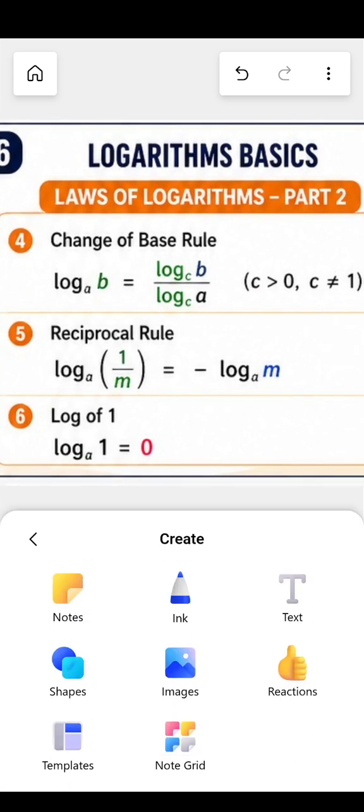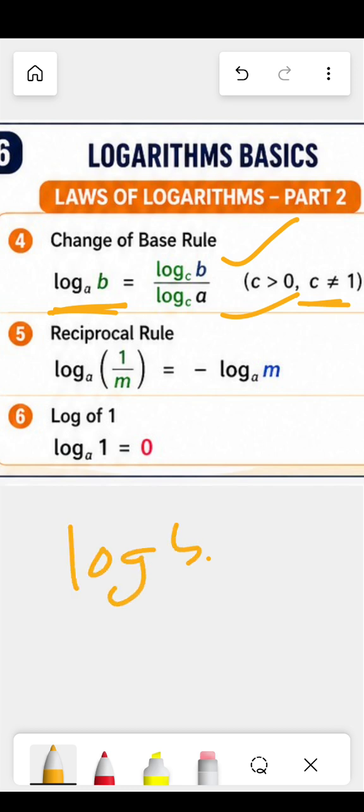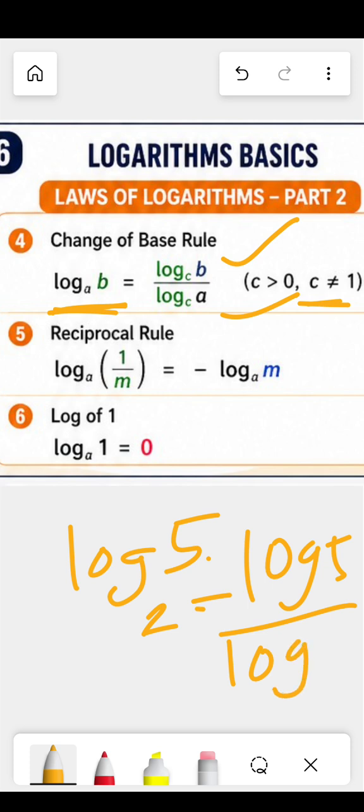Log b base a. Change of base rule is log b base a is equal to log b by log a, where the new base is c, and c is always greater than 0 and c is not equal to 1. For example, log 5 base 2 can be written as log 5 by log 2, with base 10, by using the change of base rule.